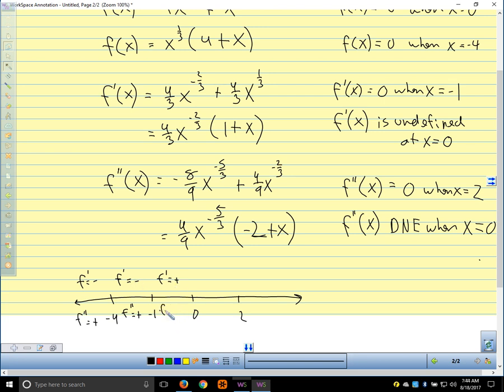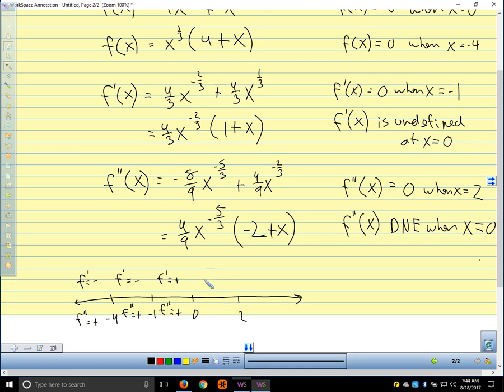And f double prime between -1 and 0 is going to be positive, right? So what do we see happens at -1? The derivative changes from negative to positive. It's concave up. We have a minimum there, right? At x equals -1. And here we're still going downhill.